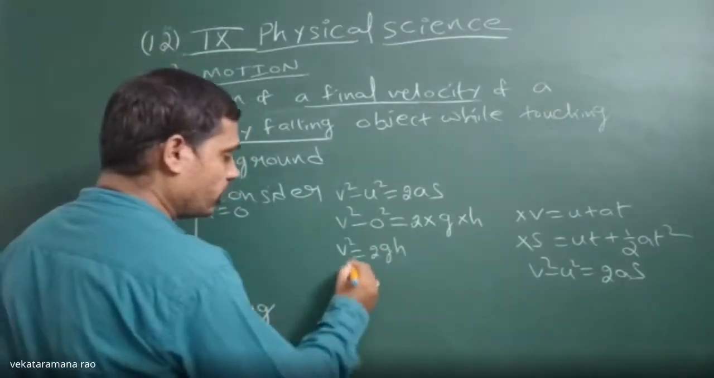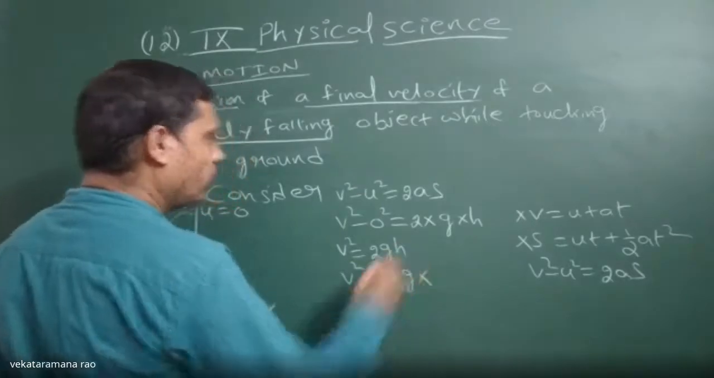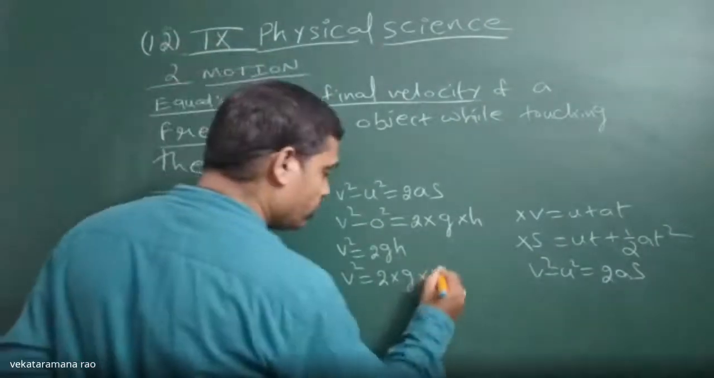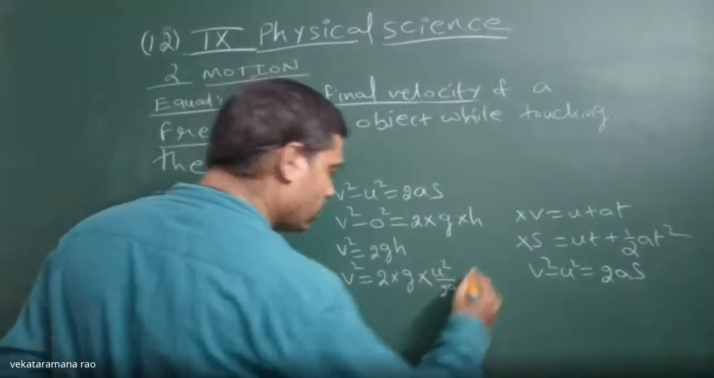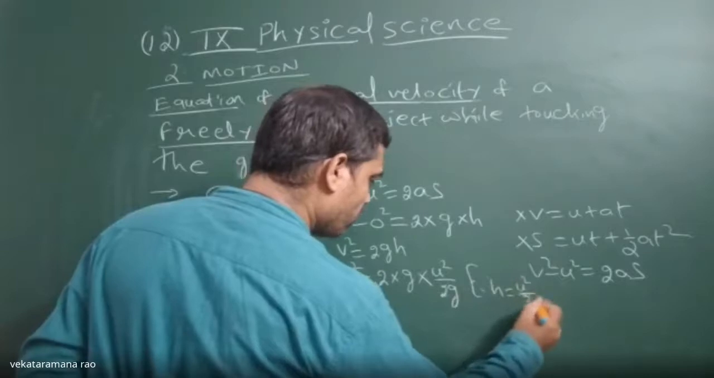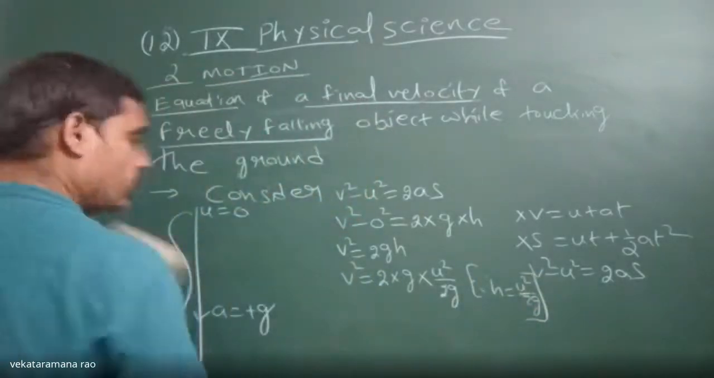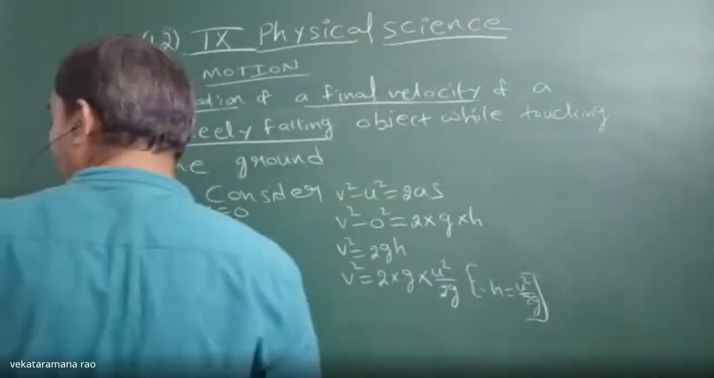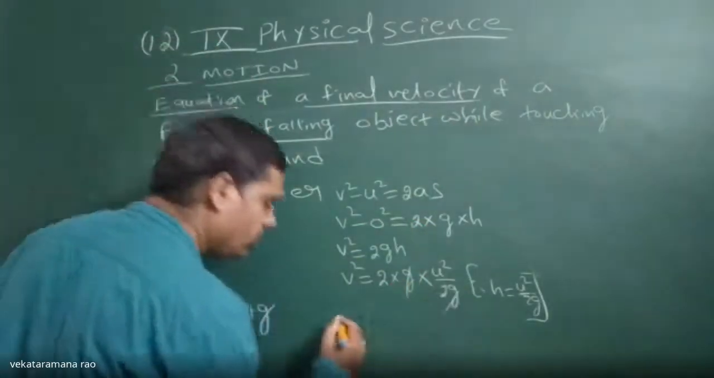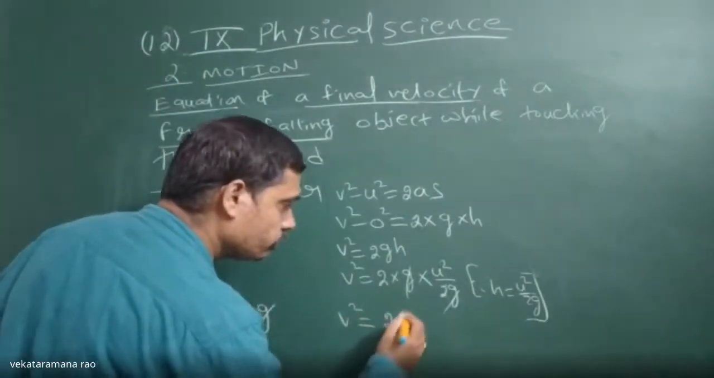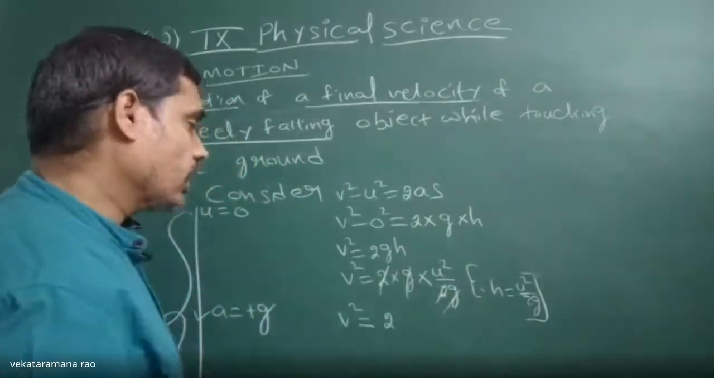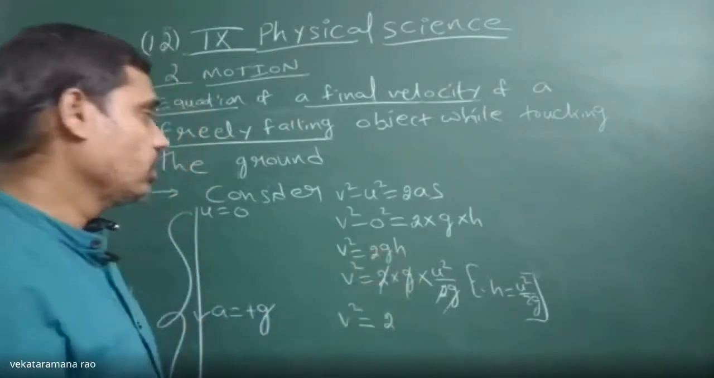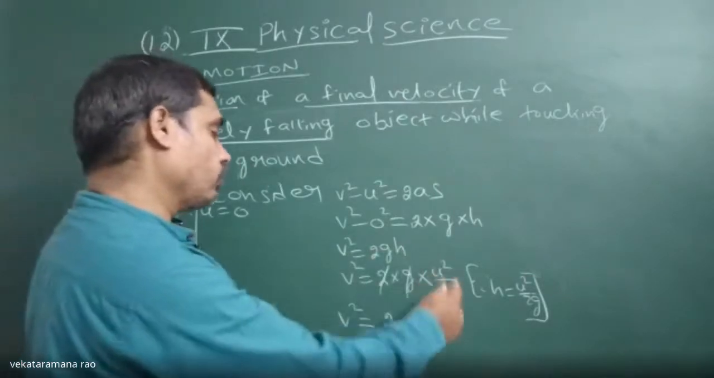Very good. Now v square = 2 into g into h. In the previous case we derived an equation for h. What is the h formula? h = u square by 2g. So let us substitute this equation. g and g cancel, 2 also cancels. So v square = 2gh while touching the ground, where h = u square by 2g.